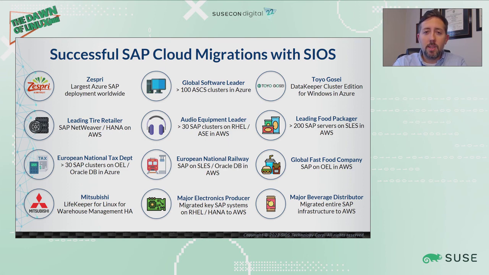The last one I'll point out on this slide is just in the very top right, Toyogose. And I point them out just because all of the other ones on the slide are Linux environments. But you'll notice they're using DataKeeper Cluster Edition for Windows in Azure. And if you actually go and look at Azure's best practices guide for high availability for SAP in Azure, you'll see that DataKeeper Cluster Edition is actually a recommended solution when setting up ASCS ERS clusters on Windows. So I wanted to point that out. We have that customer, and we also have several other customers running the same configuration.